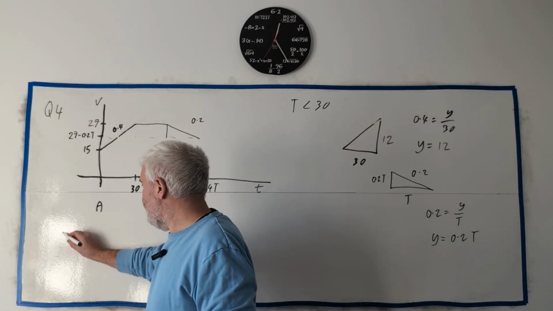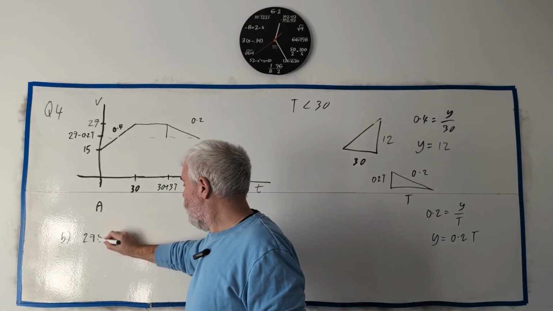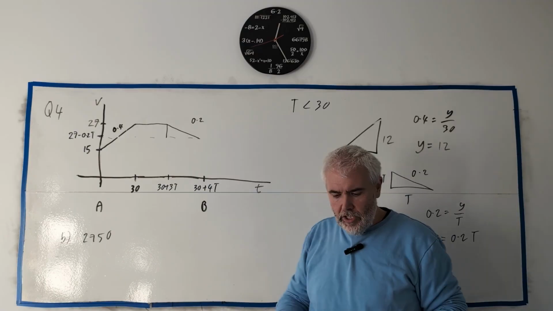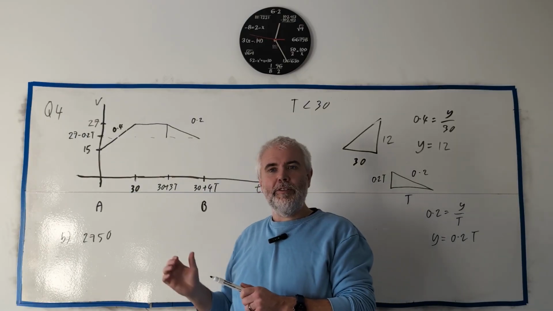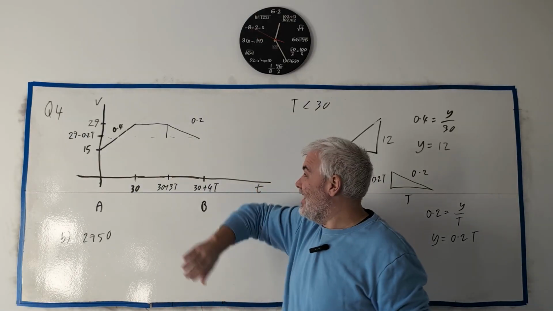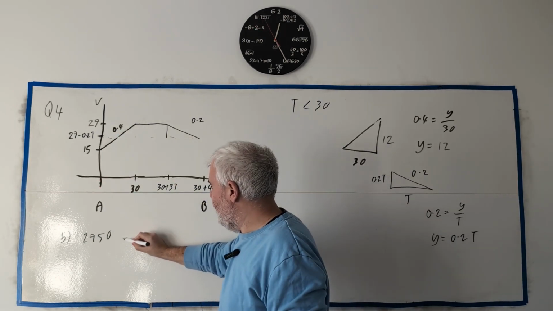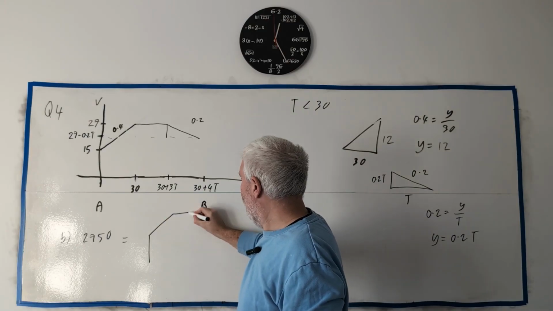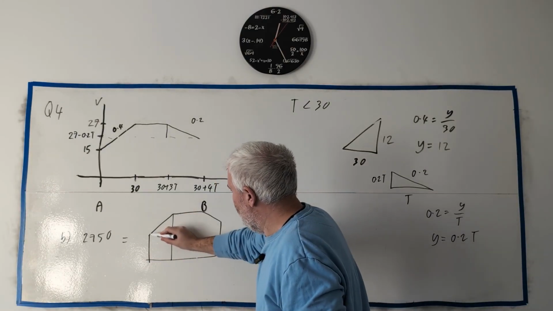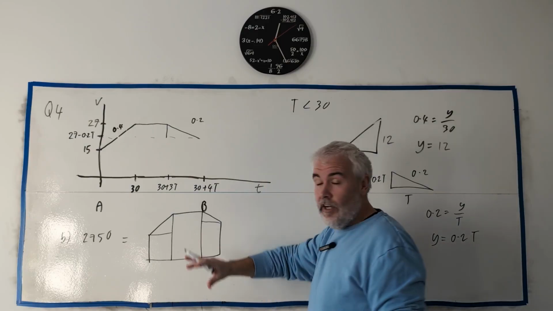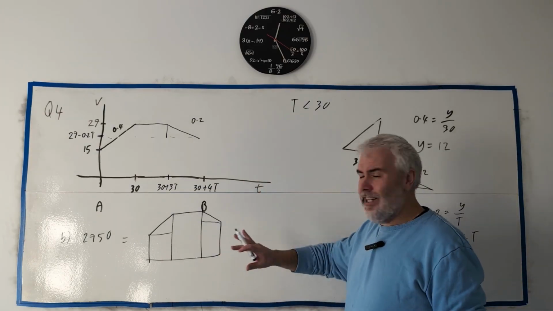They tell us that the distance from A to B is 2,750. Now, just like when they talked about acceleration, you should know it's a slope that goes up. When they talk about distance, what we actually know is it's the area underneath this. So this 2,750 is actually equal to the area of this drawing here, which we can break up into multiple parts. The area of this is equal to 2,750.